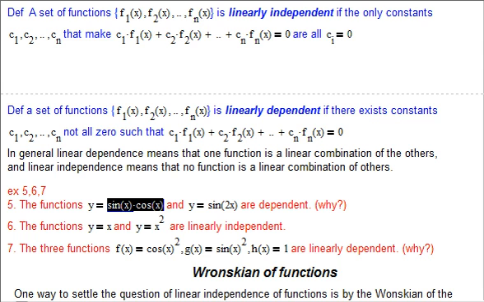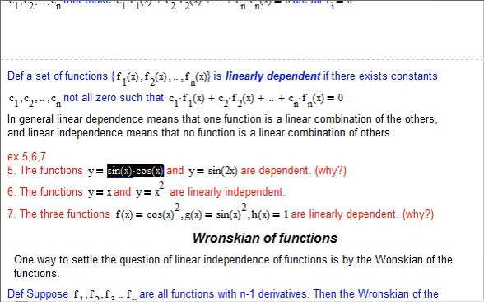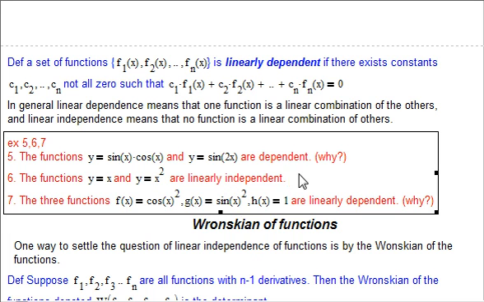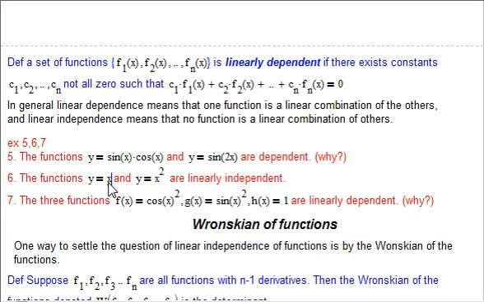Now, the functions y equals x and y equals x squared are linearly independent because you can't take x and multiply it by a constant and get x squared, and you can't take x squared and multiply it by a constant and get x. So they're obviously linearly independent. I hope that's obvious.